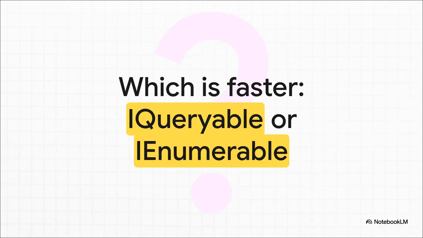So picture this. You're writing a query, and you have to make a choice. Are you going to declare your variable as an IQueryable or an IEnumerable? They look pretty much the same, right? It's just one word. But I'm telling you, one of these is way faster than the other. Go on, take a guess. Which one do you think it is?